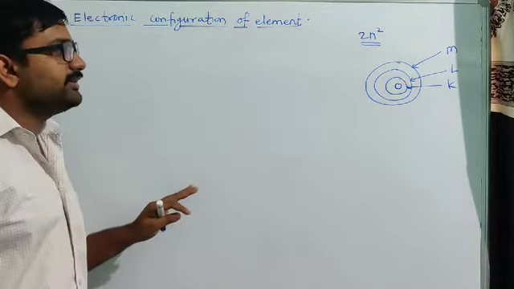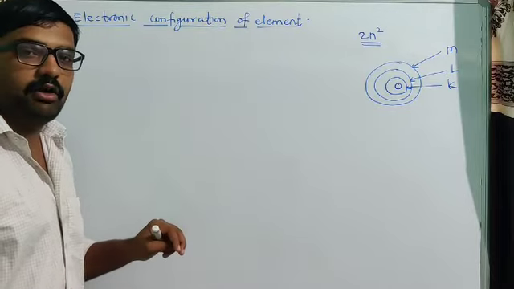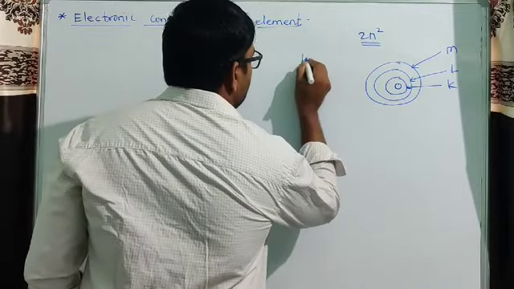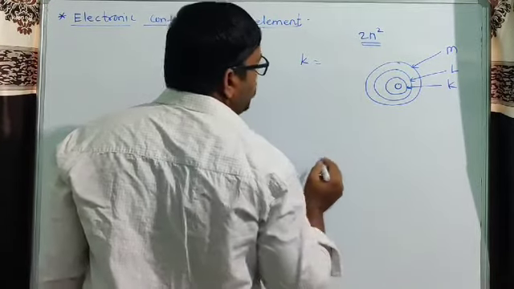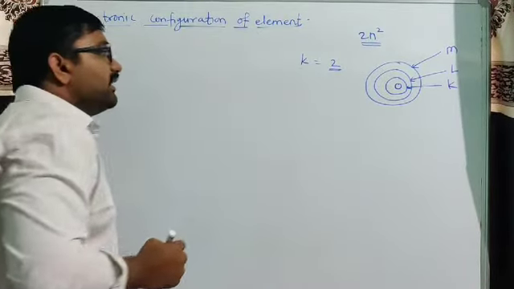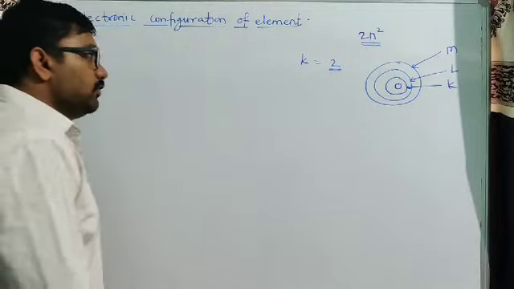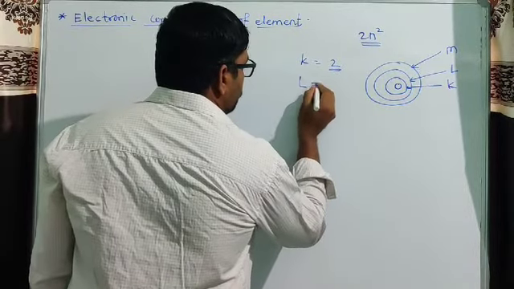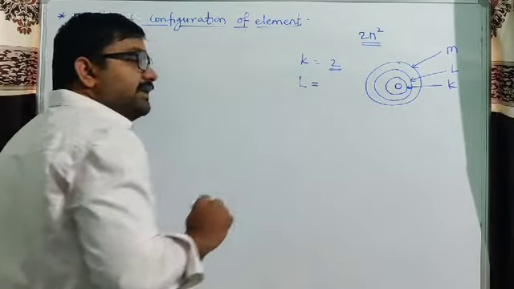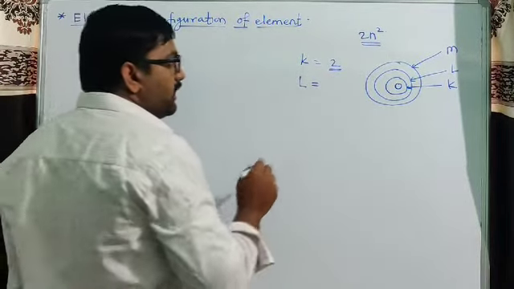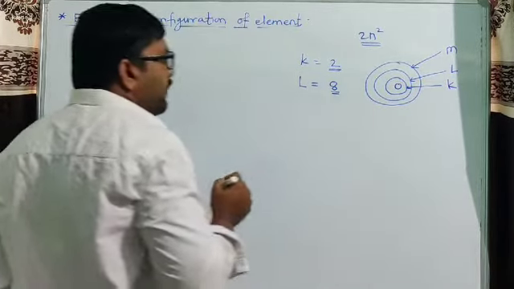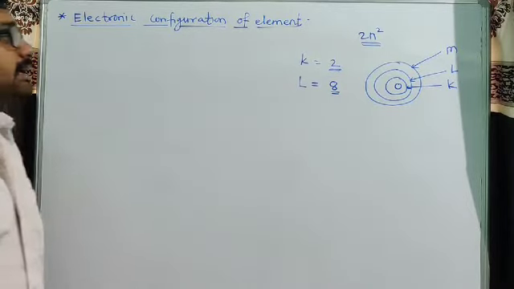Then we also studied the maximum capacity of a particular shell. If you talk about the K shell, then N is equal to 1, so 2 into 1 square is equal to 2. So the maximum number of electrons present in the K shell is 2. Then for the L shell, N is how much? 2. That is the shell number. So 2 square is 4, into 2 is 8. So a maximum of 8 electrons will be in the L shell.